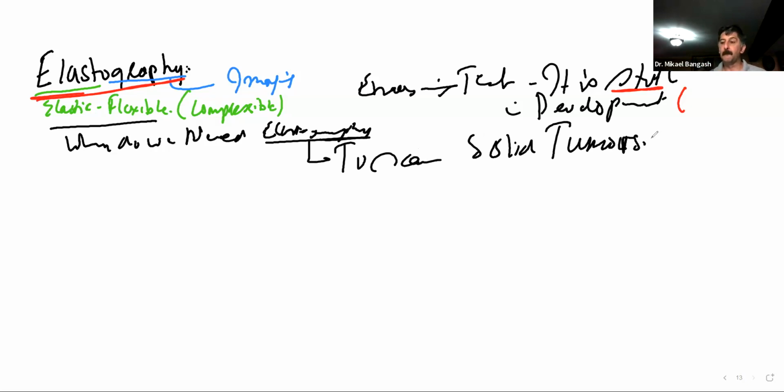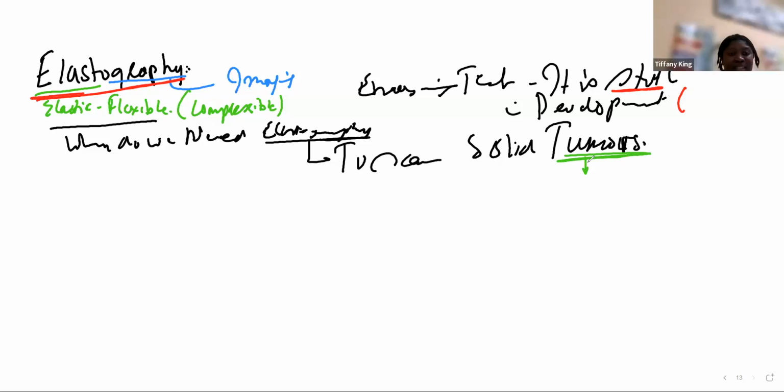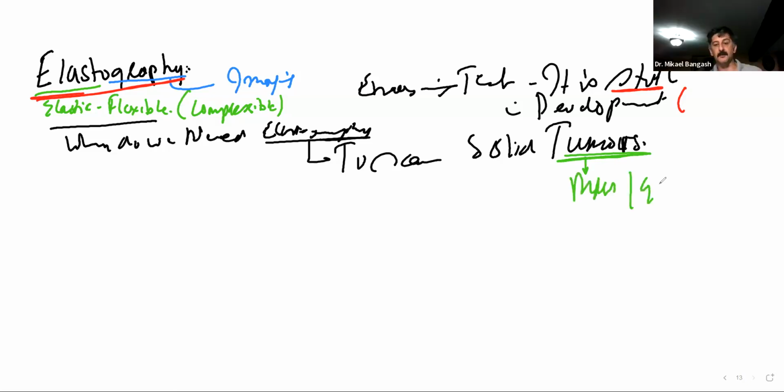Okay, girls. Now, when I say solid tumors, what's going to be a tumor? Is there anybody who wants to tell me what a tumor will be? Or what would be another name for a tumor? A mass? Very good. We can say a mass or a growth.